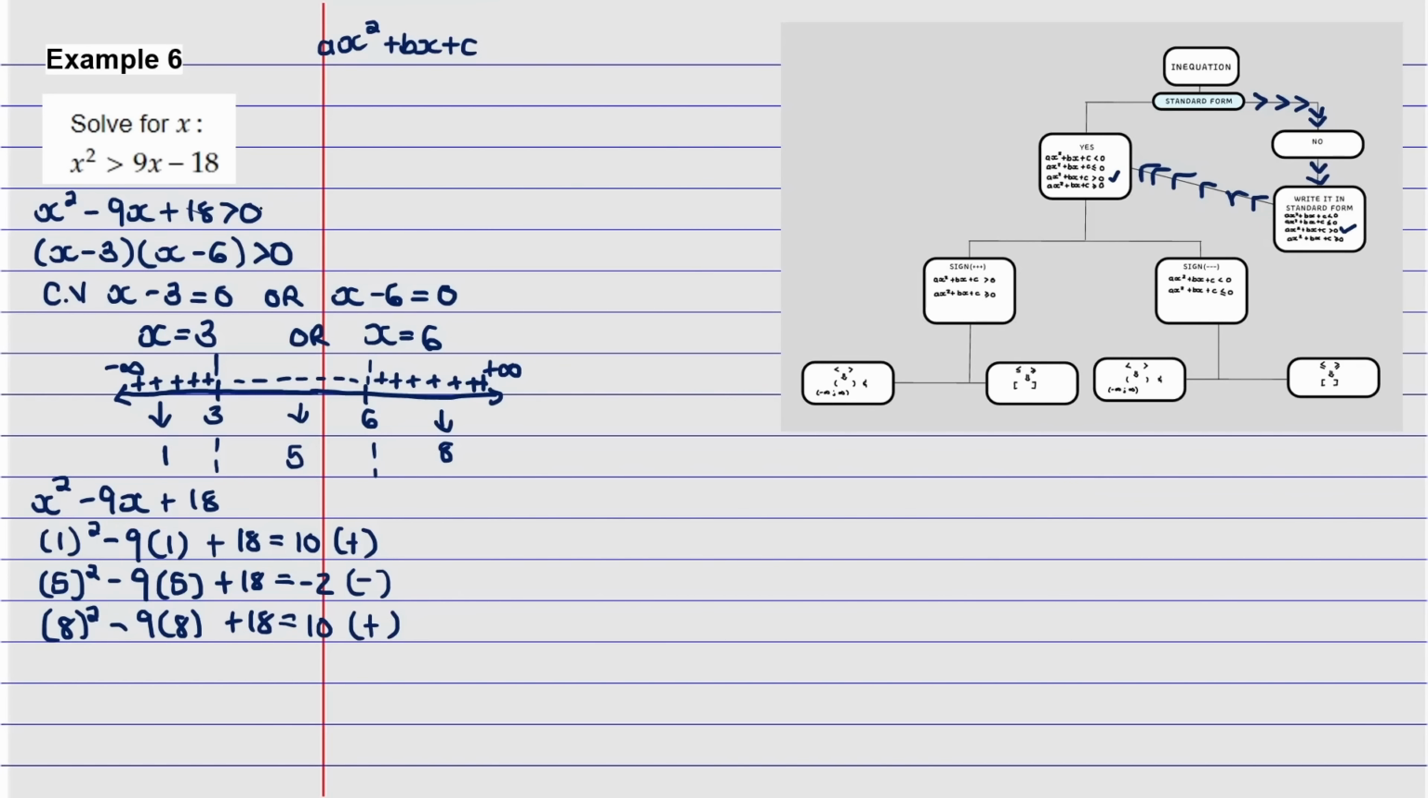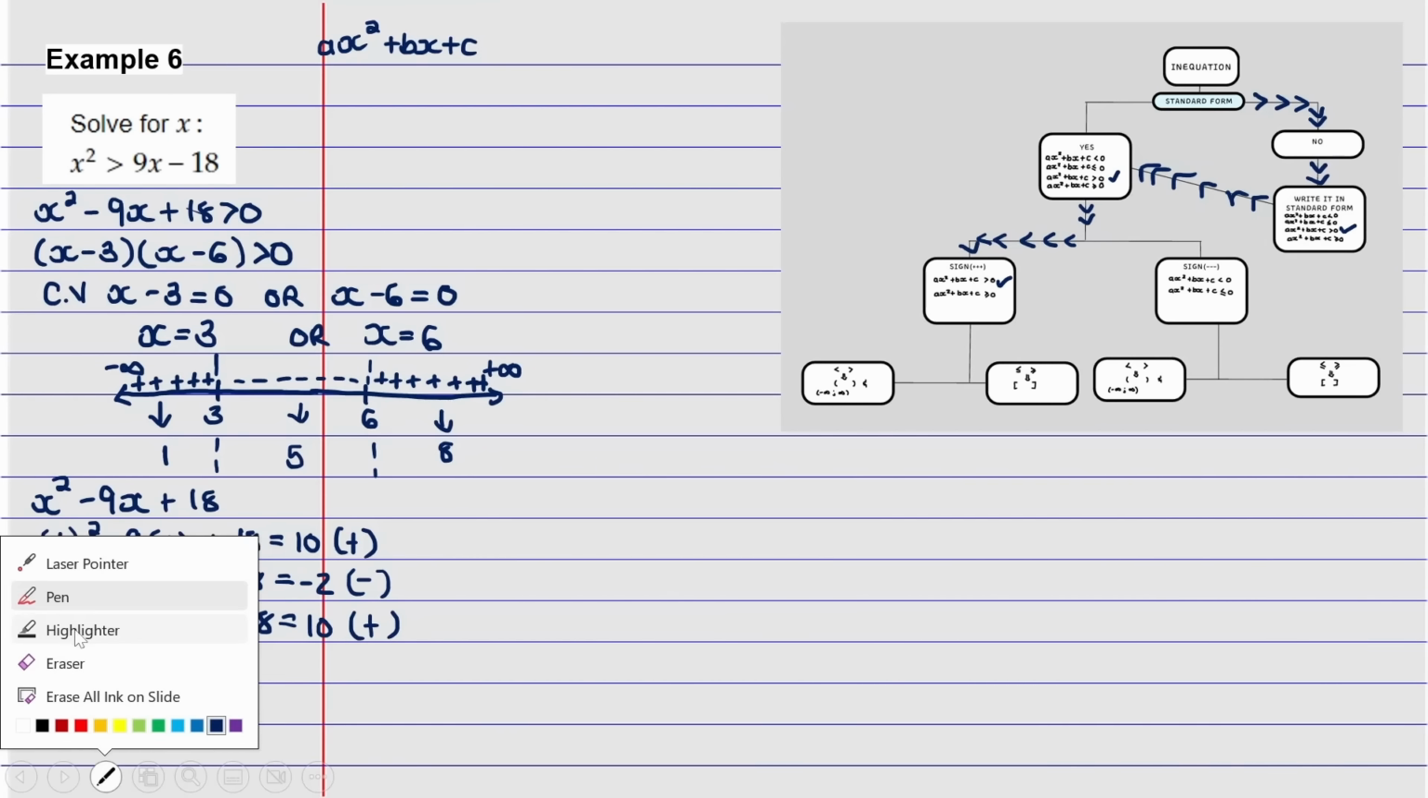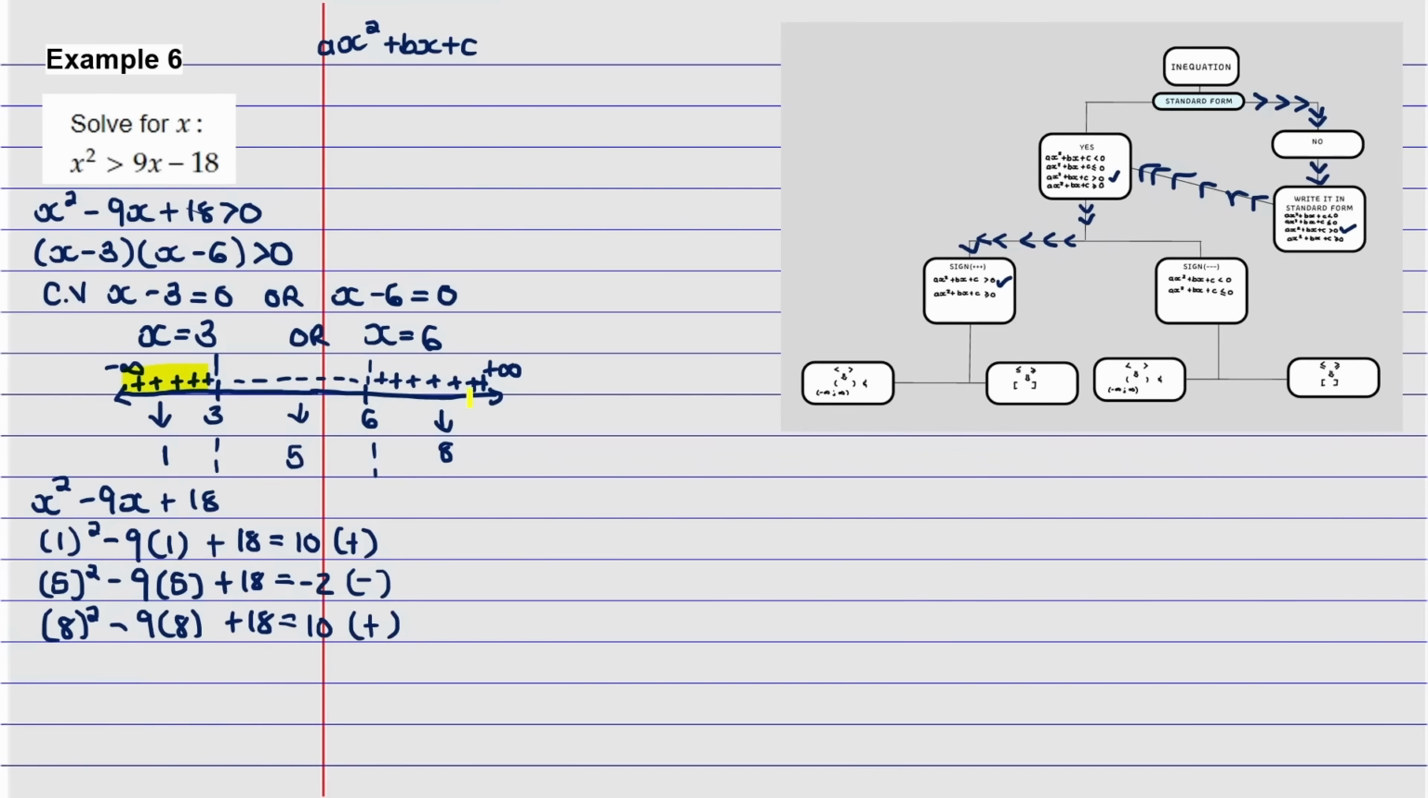So let's see. Looking at the one that we wrote in the standard form, we know that it looks exactly like this one. So that means we're looking for positives. Do you see that? We're looking for positives. So we're going in this direction. We're going to highlight the positive signs, right? Which is nice. So now we know that we're looking for positives.